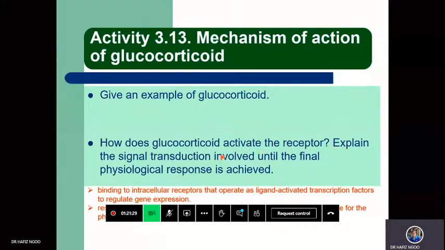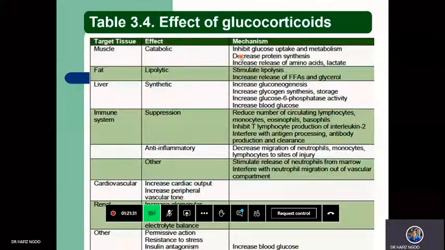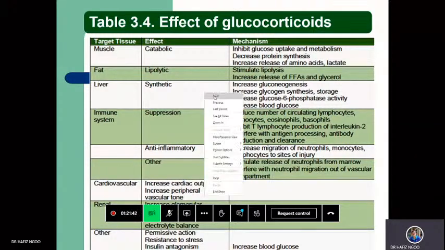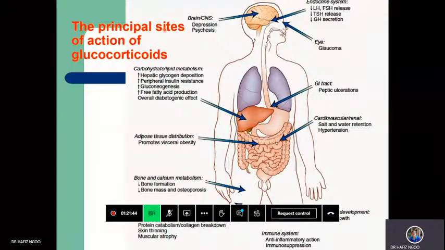Okay. So we can look at there are many different effects. You look at the muscle, fat, liver, immune system, cardiovascular, renal, and many more. You can actually read all this. Okay, so the principal sites of action, like the brain, the endocrine function, what it does is basically suppress LH, FSH release if you have high cortisol, GH secretion, and also TSH release.